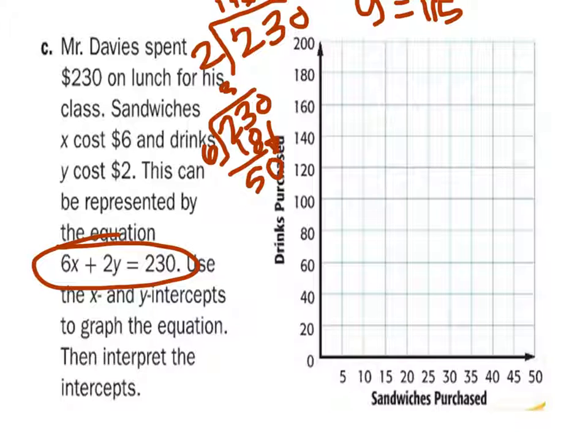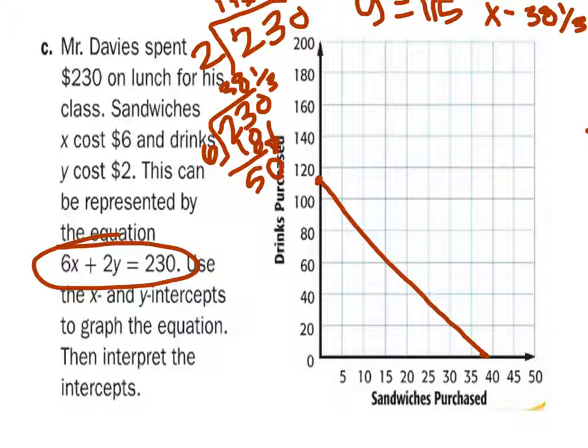Does that even work? It's 38 and a third. Thank you. And that's the x-intercept, 38 and 1/3. So we're going to go up 115, which is like right there. And then 38 and a third is like right there. And you just connect the dots.